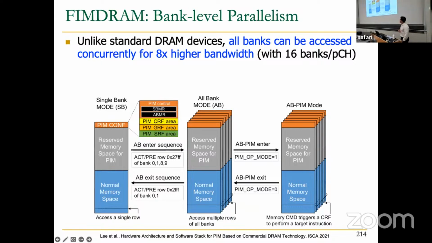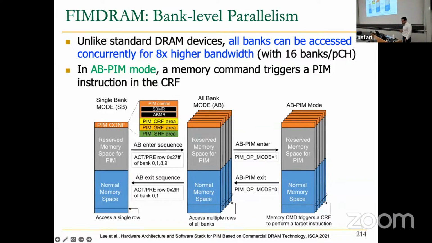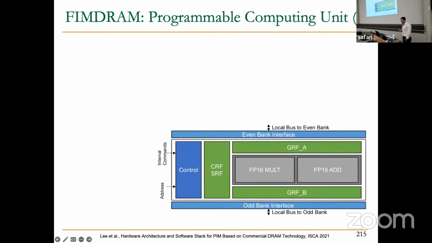So as I mentioned, the way to trigger this computation is by issuing some sequence of activate and pre-charge commands to some predefined or fixed address locations in some banks. And this is going to allow you to trigger processing using DRAM operations, either in a single bank, or across all of the DRAM banks inside the DRAM chip. This is called ABP mode in their nomenclature, which is going to trigger computation across all of the DRAM banks so that you can employ bank level parallelism.